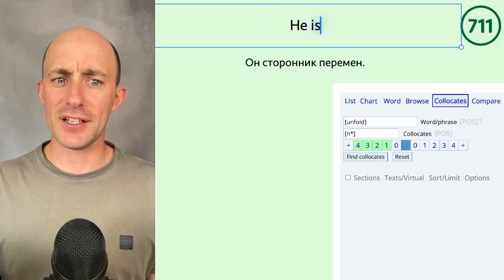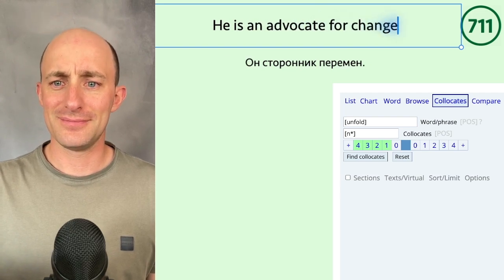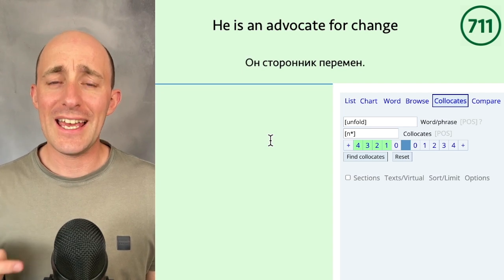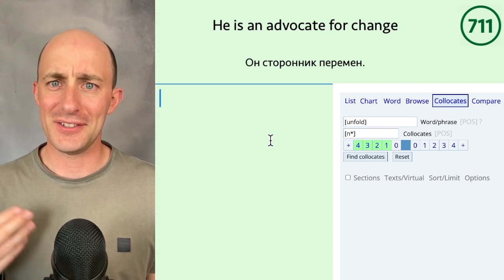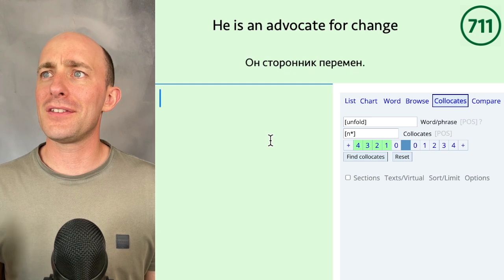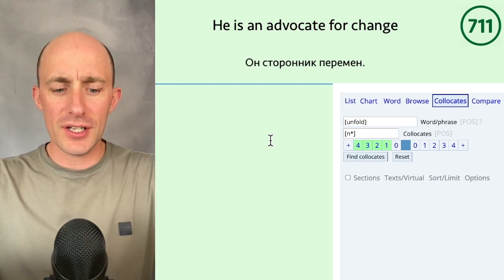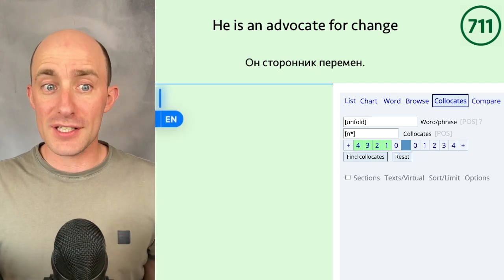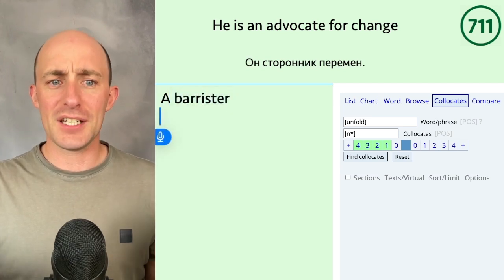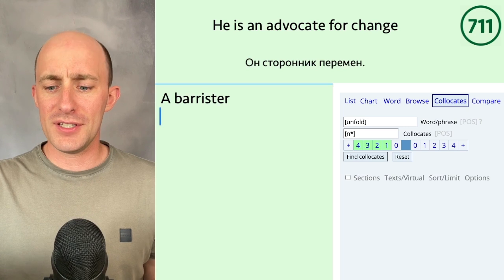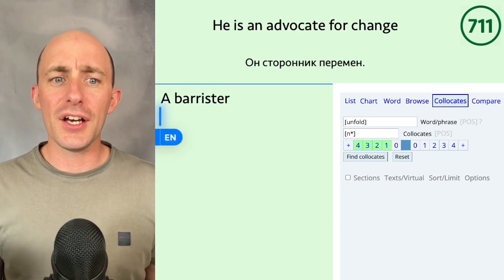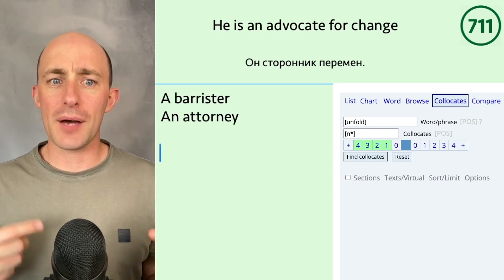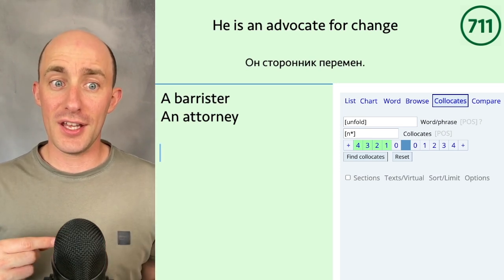He is an advocate for change. Of course, there's a Russian word, advokat, somebody who works in a court, a kind of lawyer. Now, this role, advocat, in Britain is usually called a barrister. And in America, this person is usually called an attorney. So Russian advocat is a barrister in England and an attorney in America.